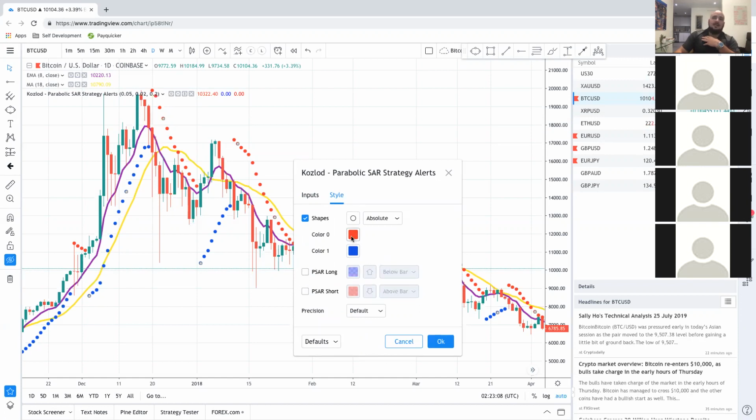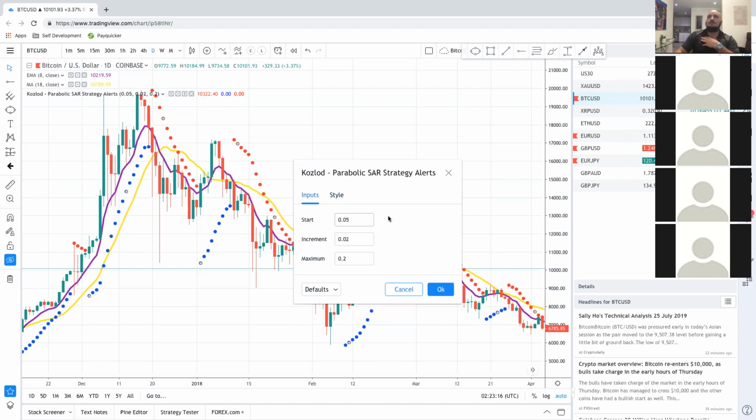Also, I make it compatible with my candlesticks. Red simply means bearish, it's going down. Blue means bullish, it's going up. All right. But the inputs, you got to write that down: 0.05, 0.02, and 0.2.